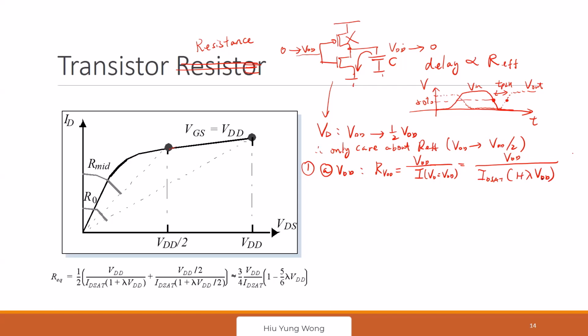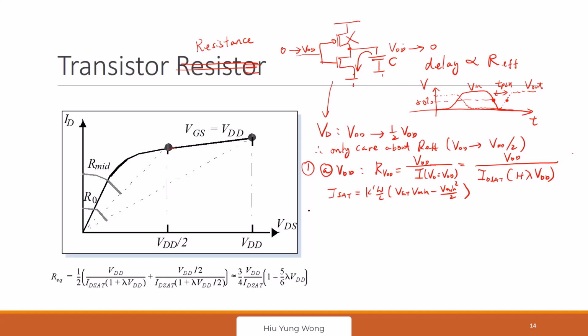Make sense? Where I saturation is the complicated equation, K prime W over L, VGT VDSAT minus VDSAT squared divided by 2, right? This is just that term. And then I set it equal to this one. Is this okay? Is that clear?